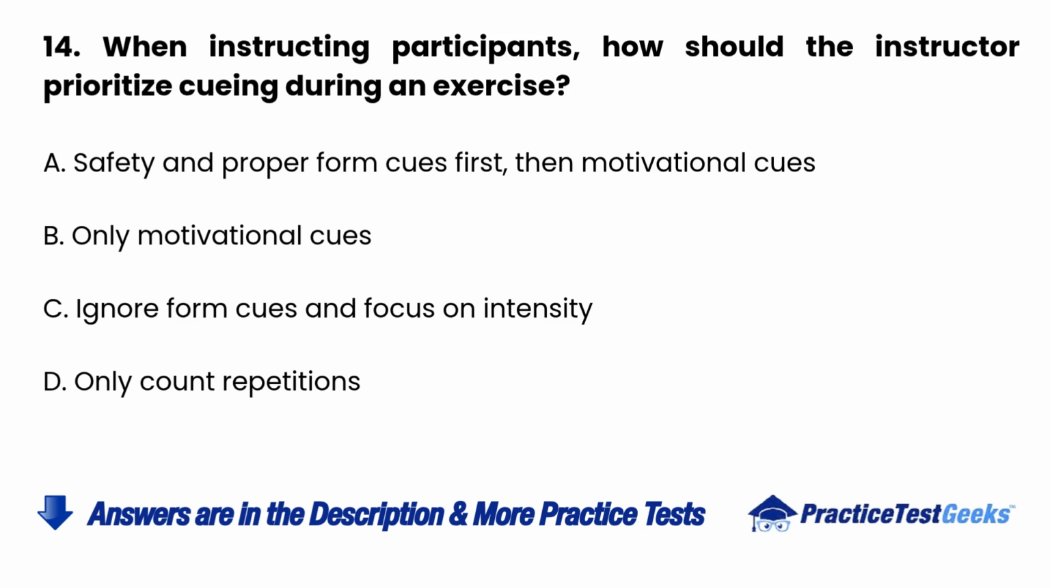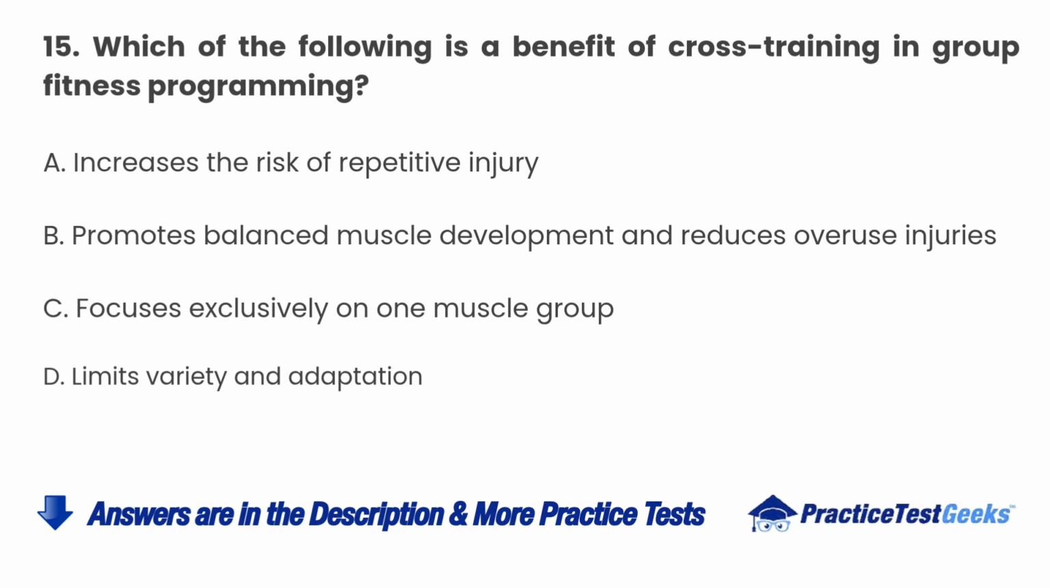14. When instructing participants, how should the instructor prioritize cueing during an exercise? A. Safety and proper form cues first, then motivational cues. B. Only motivational cues. C. Ignore form cues and focus on intensity. D. Only count repetitions.